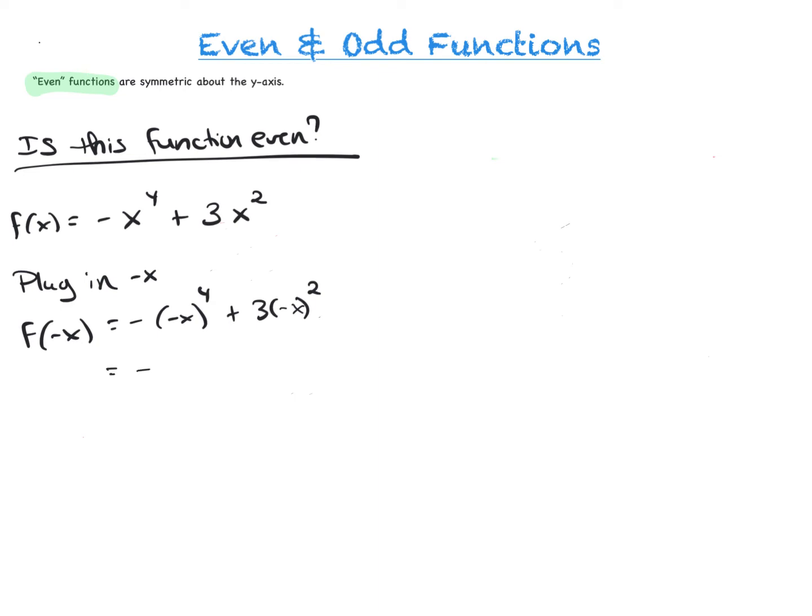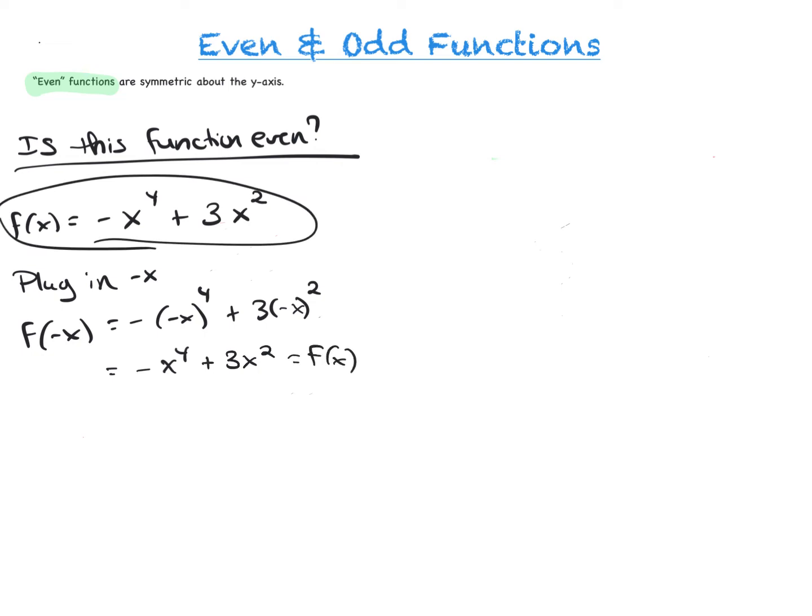So the negative x to the 4th power in parentheses simplifies to just be x to the 4th. And the negative x squared in parentheses simplifies to just be x squared. So we have negative x to the 4th plus 3x squared. And since this is the same function that we started with, it's the same as f of x, then we know that yes, this is indeed an even function.